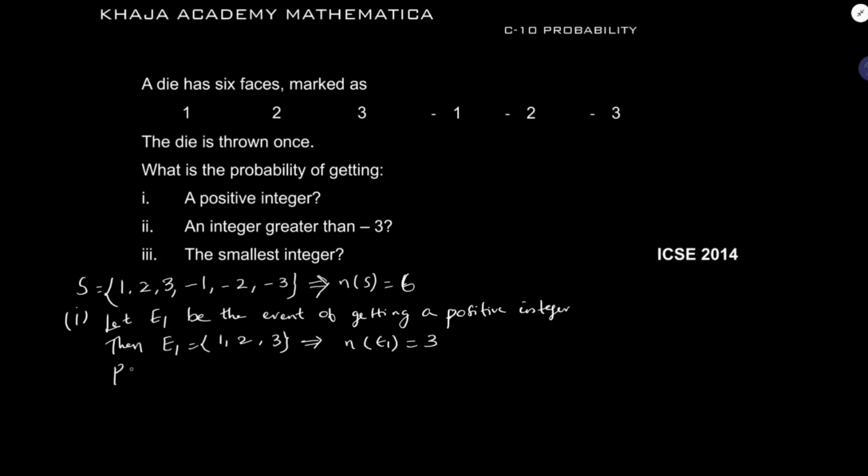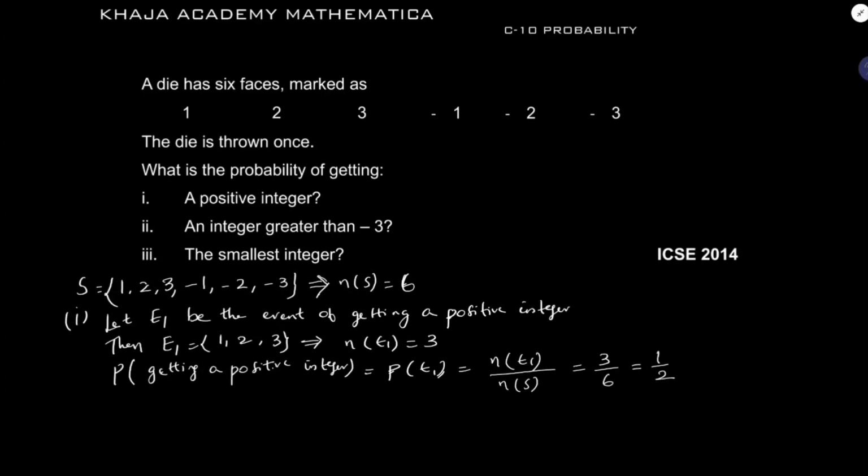Now the first question is probability of event getting a positive integer. So you can write this as probability of E1, that is nothing but n of E1, number of favorable outcomes, by total number of outcomes. So number of favorable outcomes are 3, total outcomes are 6. So the answer is 1/2.